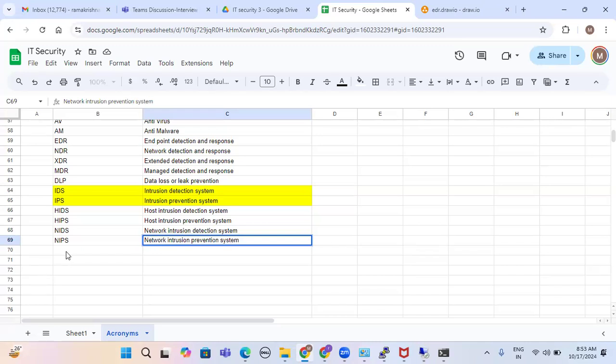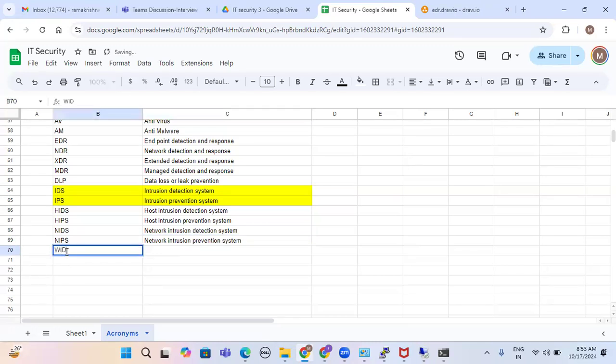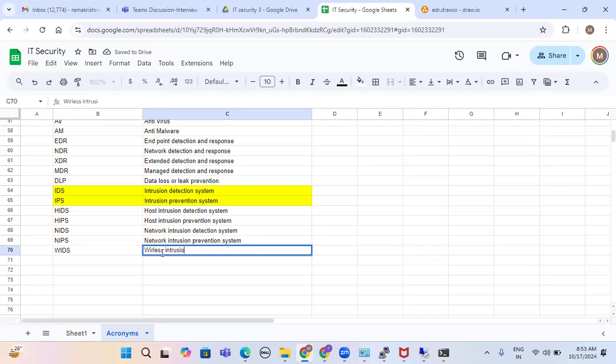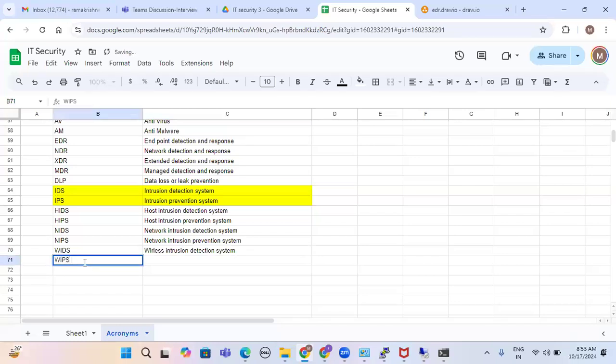In similar ways, same thing, WIDS on the wireless side, wireless intrusion detection system, and WIPS, wireless intrusion prevention system.